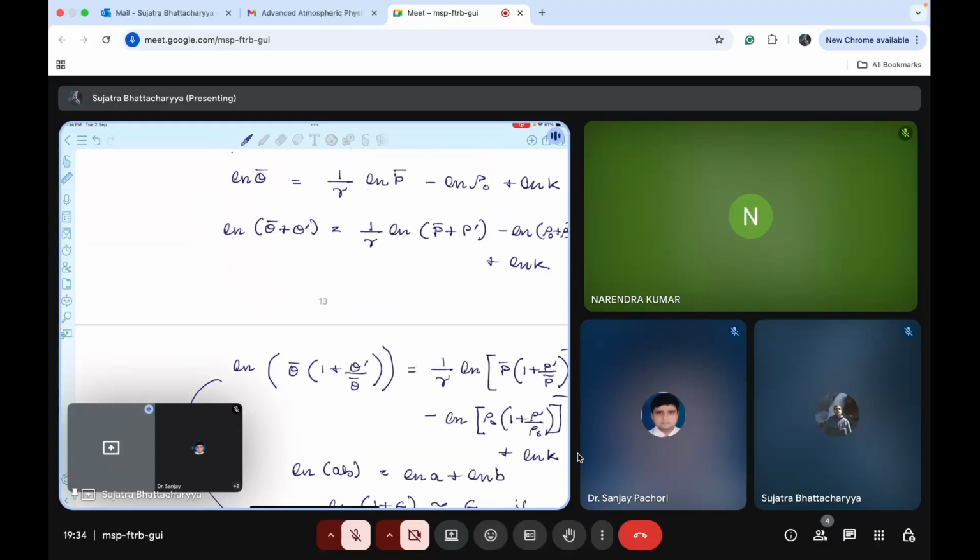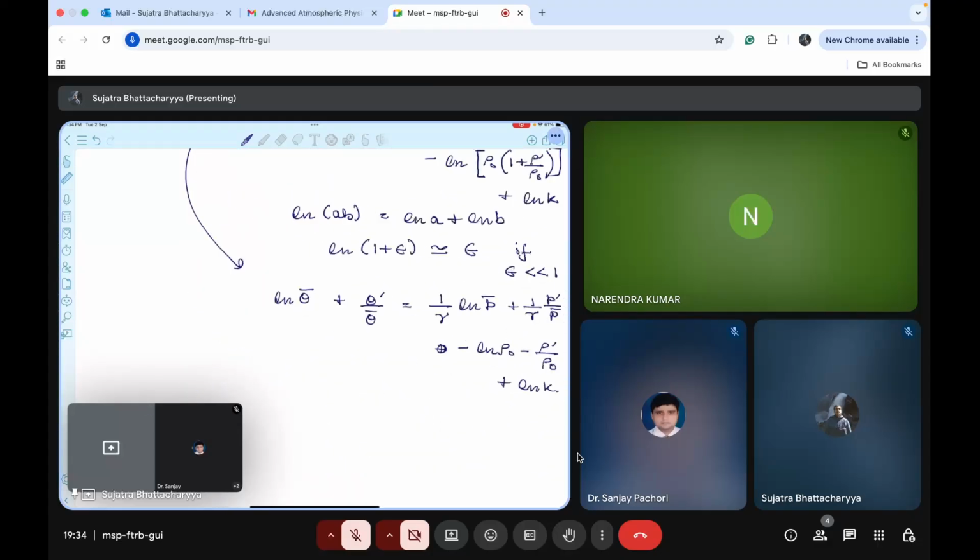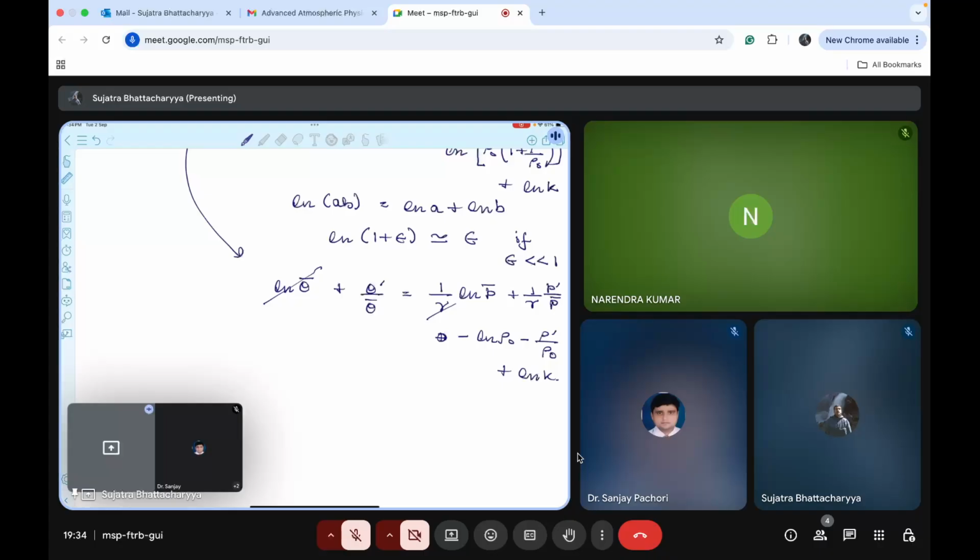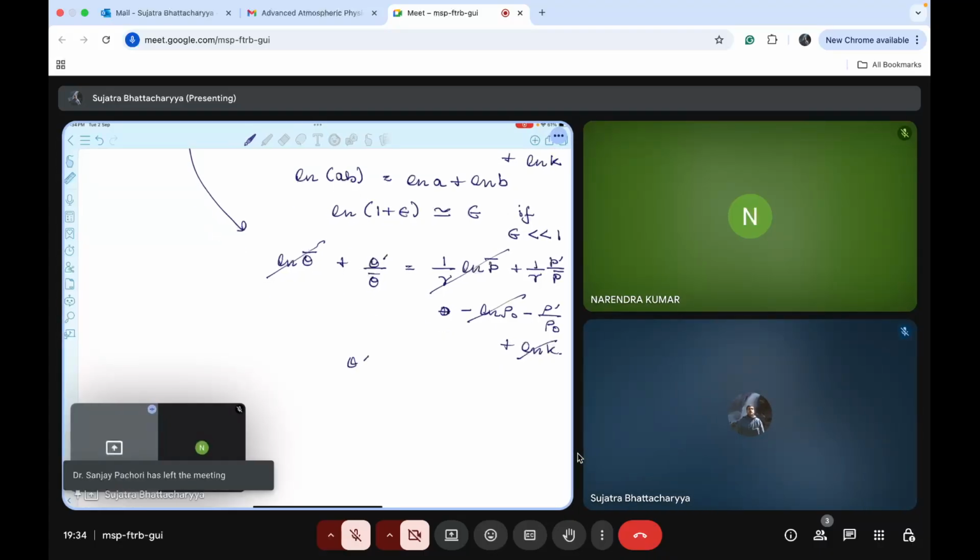So remember this equation. See, this is valid, so you can swap this out. Finally, what do you get? Theta dash by theta bar is roughly equal to 1 by gamma p dash by p bar minus rho dash by rho naught. This is what you finally get.